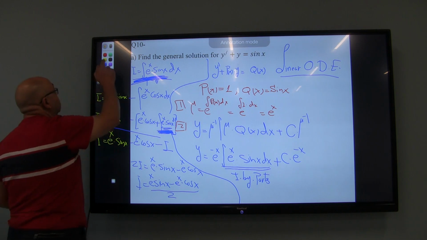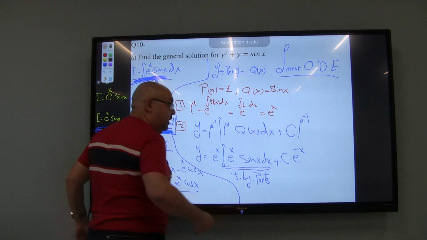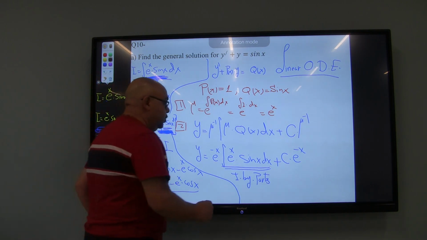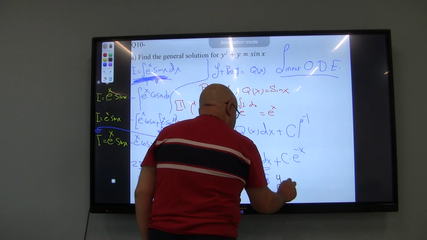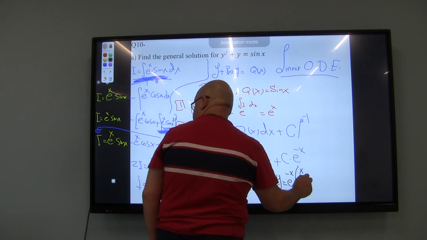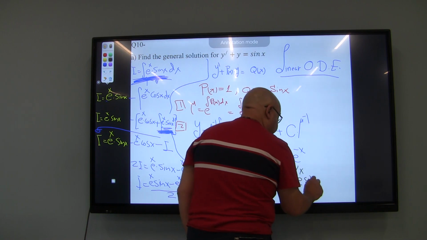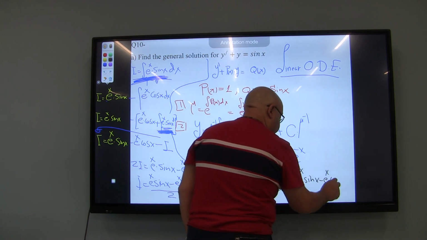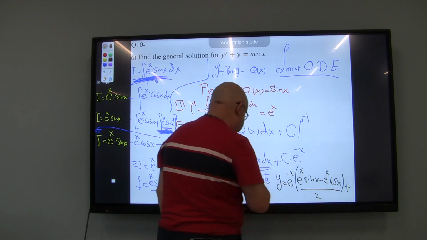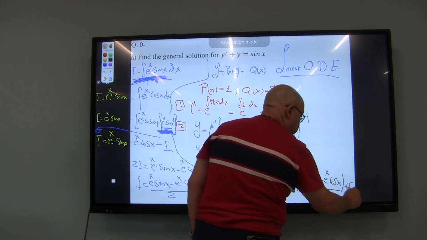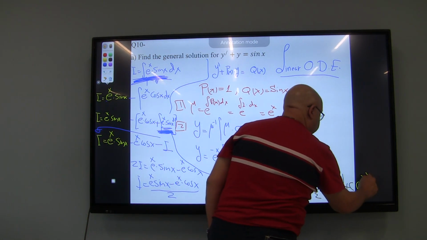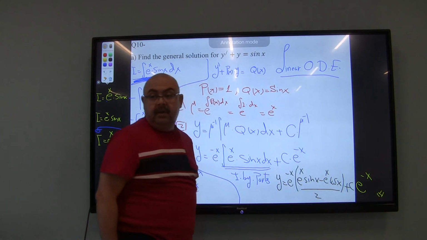Final, the last step, I will get back to my problem. This was the integration. So it's going to be y equal to e to the power of negative x times e power x sin x minus e power x cosine of x divided by 2, plus a constant times e power negative x, and this is your answer.